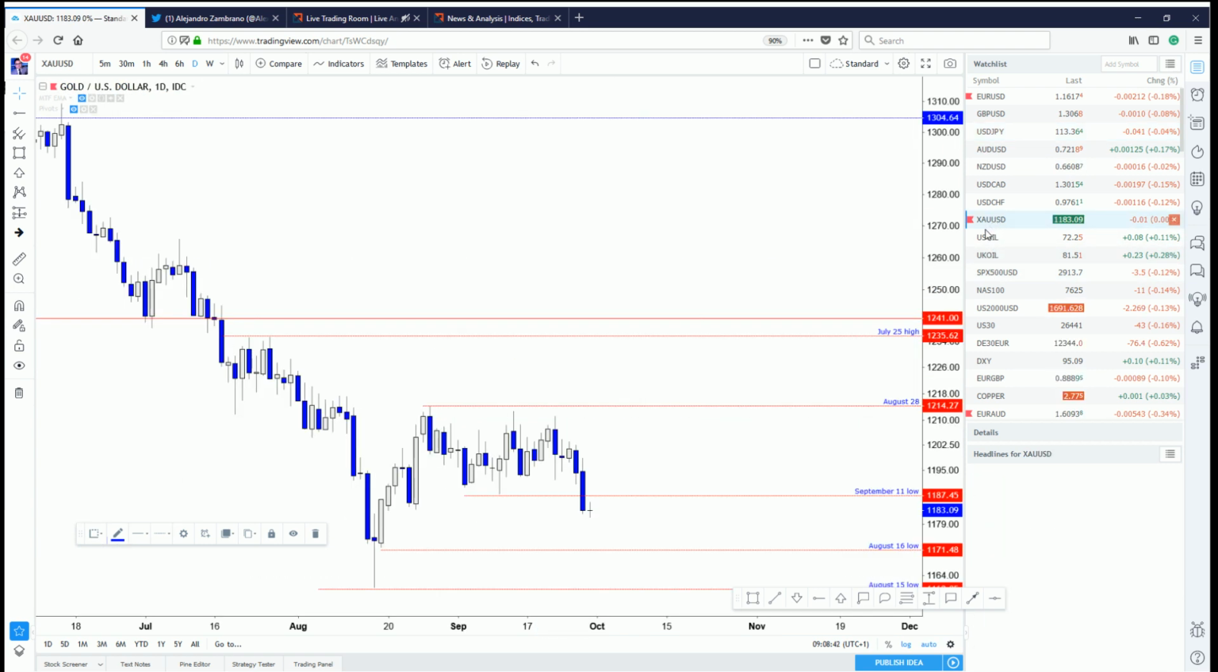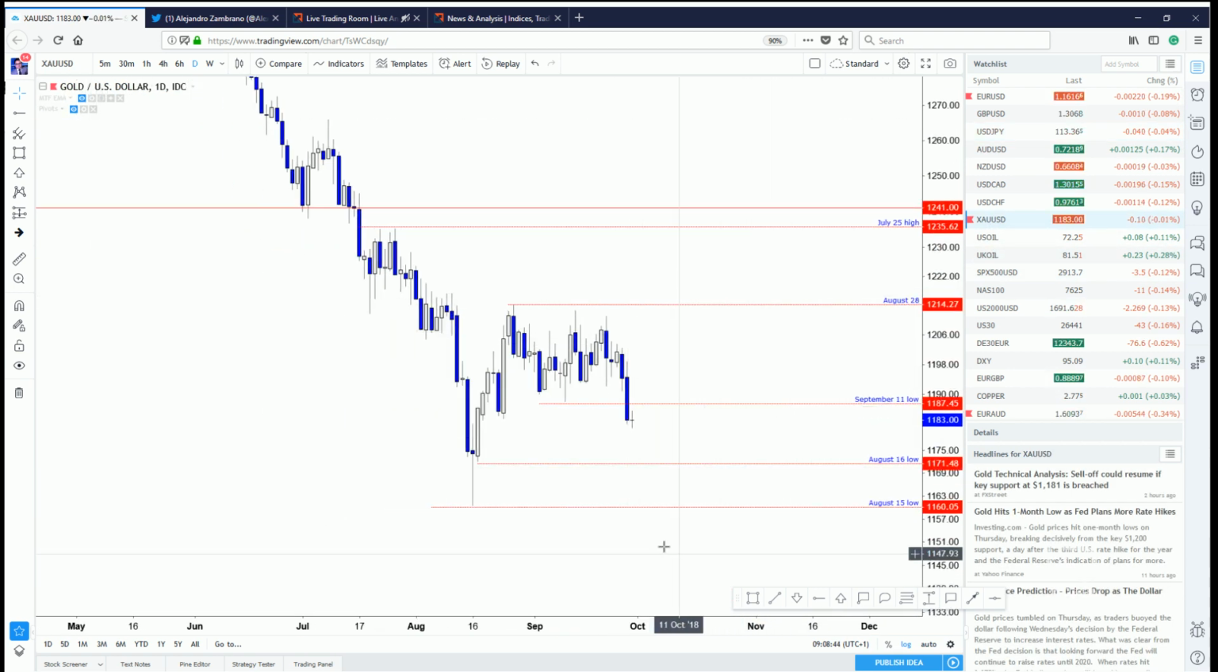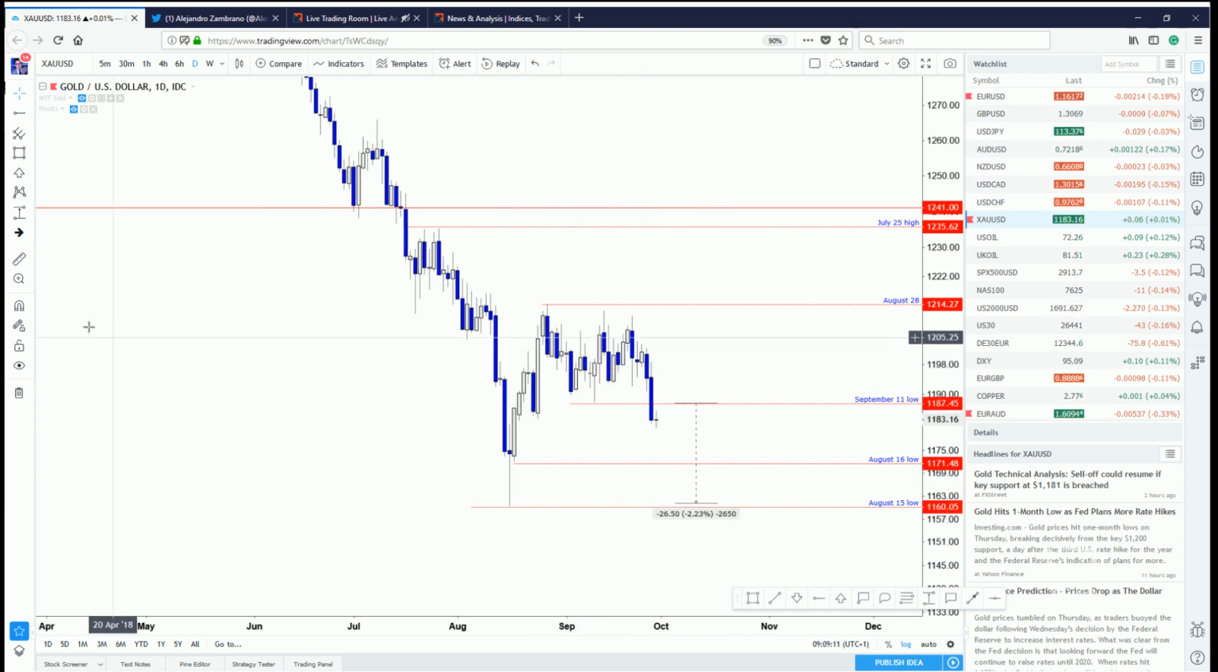Something I didn't mention in regards to gold, I think we could potentially touch the August 15th low. As I talked about in the past, this is a rectangle pattern. Some people think it's different, but I'm treating this as some sort of a rectangle. And the difference between the lower level and the higher level is $26.50. On a break to the lower level, you subtract $26.50, and that gives you the August 15th low. So from a risk-reward ratio perspective, it's also a good setup. In essence, you risk 1% to potentially make 2.23. So that's more than 2 times the risk, which is a good setup.